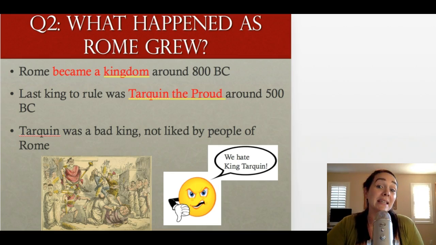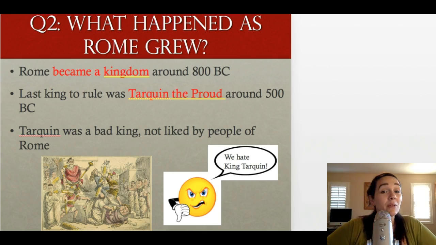So Rome becomes a kingdom around 800 BC, which means this is well before Christianity has been established in the Roman territory. It does not exist yet. All right. They have about 7 or 8 kings over the course of several decades, and for a while being a kingdom works out for them all right.